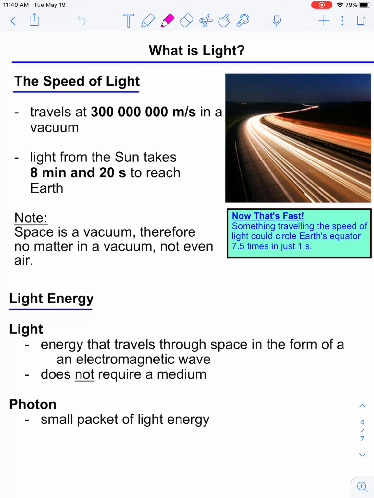So it is a type of energy, and that energy can be measured. So it is a range of energy. We can measure it.